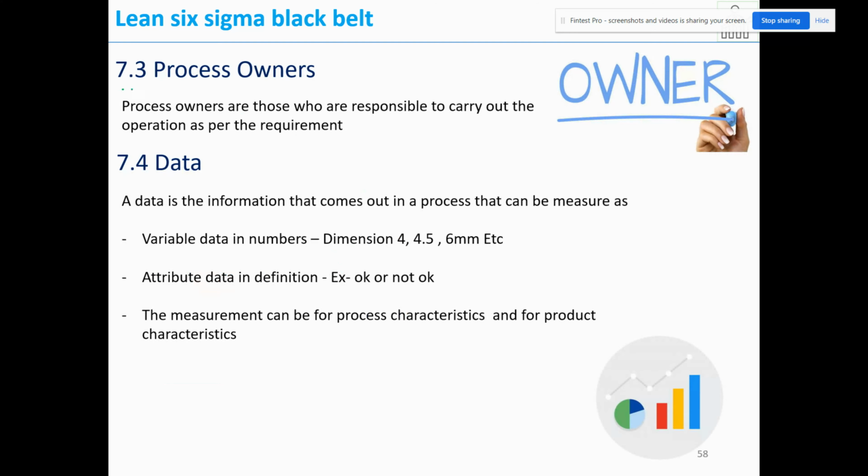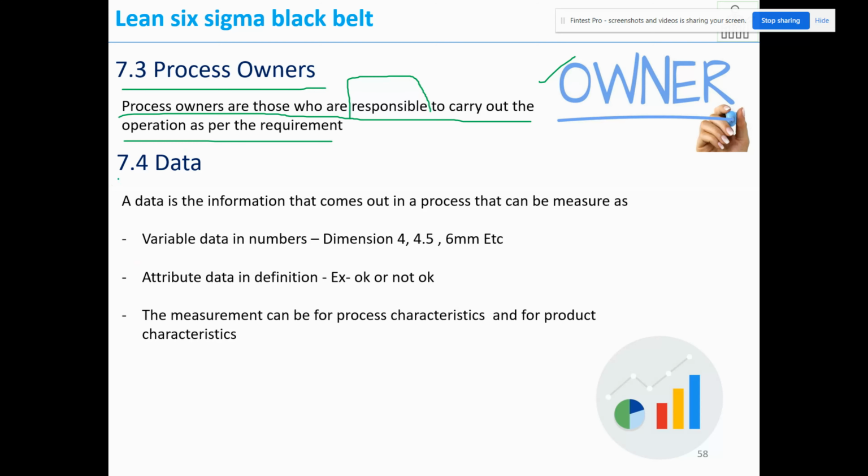Then process owners. Process owners are those who are responsible to carry out the operation as per the requirement. So who are the process owners in a production system? The process owners are those who are responsible to carry out the operation as per the requirement. So what is requirement here? The requirement is nothing but the need of the customer, or what the customer wants. Based on that, we need to run the process. So the one who is responsible to carry out this operation is called the process owner.